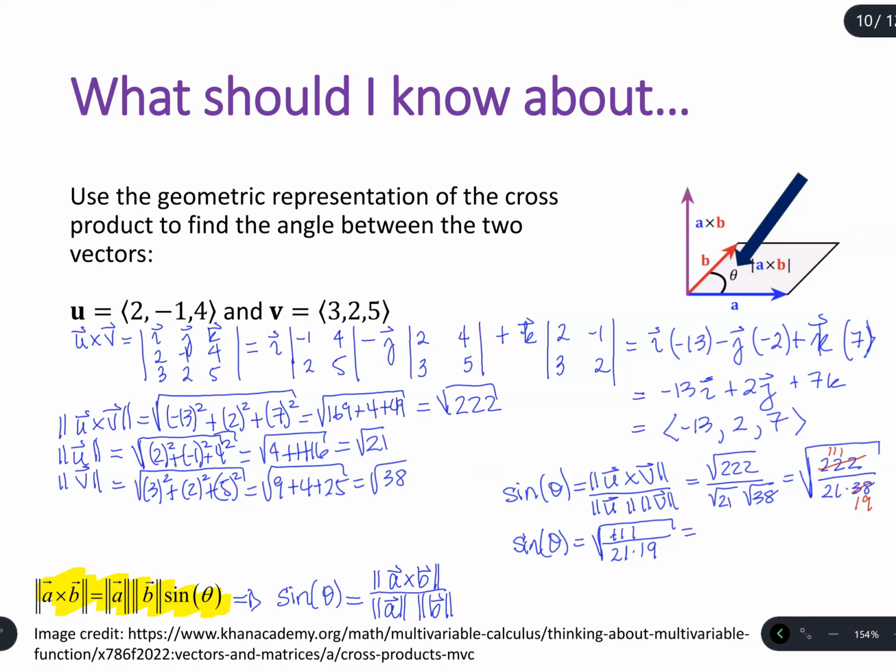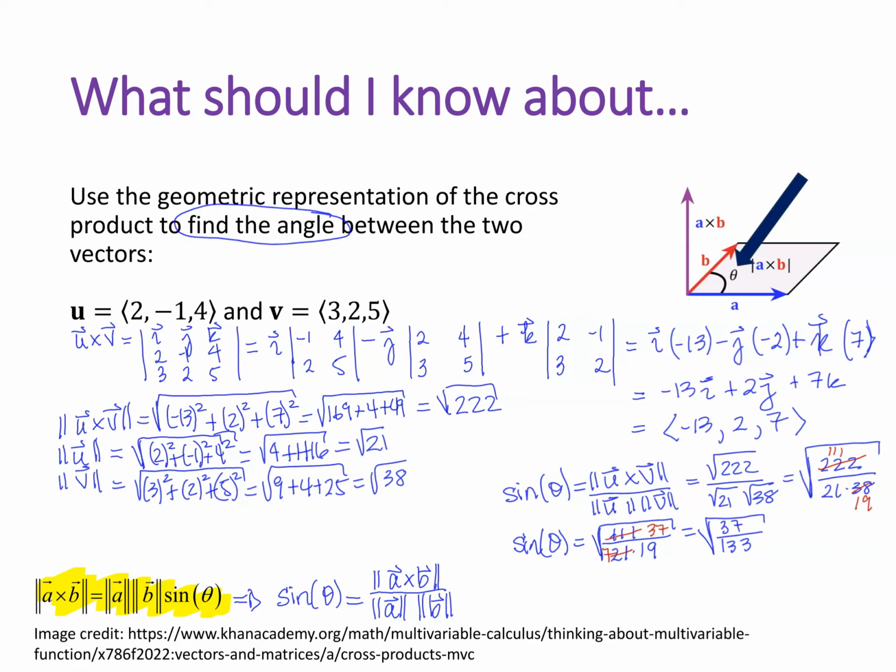And it turns out that 3 divides into both 111 and 21. 3 goes into 111 37 times, and into 21 7 times. So the sine of our angle ends up being 37 over 7 times 19. 7 times 19 is 133. All right, so that's the sine of that angle, but we were asked to find the angle itself.